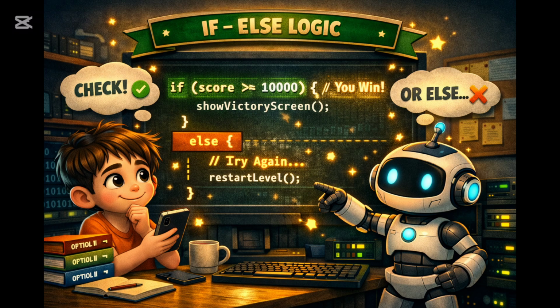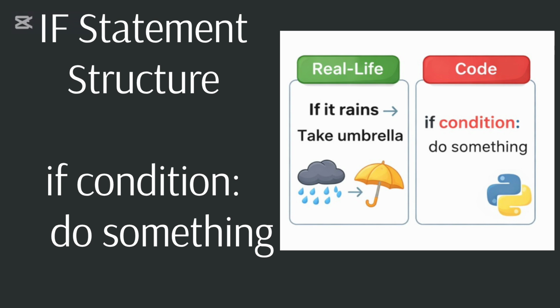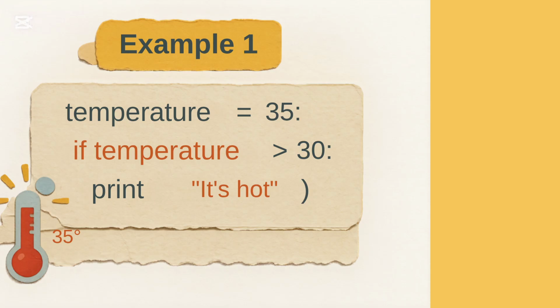Now let's bring this into programming. In Python, we use something called an if statement to make decisions. Here's the basic structure: if condition, do something. Let's look at an example. temperature = 35. If temperature > 30, print "it's hot".